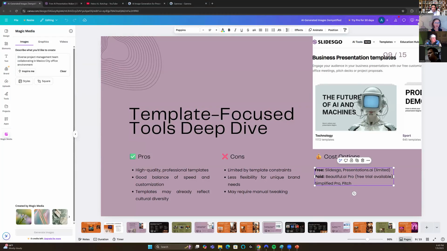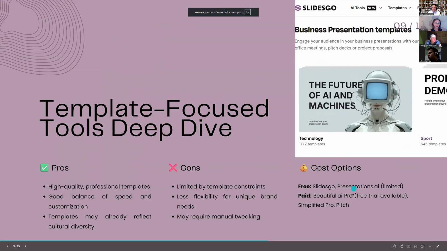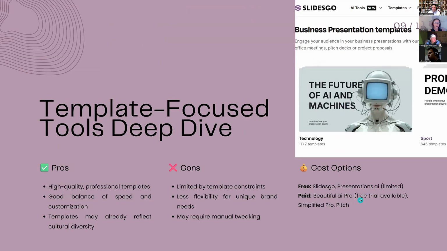We have Slidesgo and Presentation AI, and those are kind of limited. Both of those are limited. And then we have Beautiful AI Pro as a paid version, Simplified Pro, and Pitch. I'm going to say that these are great options. This may be what you want to use next, where you say, I'm going to step away from what I know, which might be Google Slides or PowerPoint or Canva. I'm going to take one step further down that AI path. And this is probably the next step for you then.